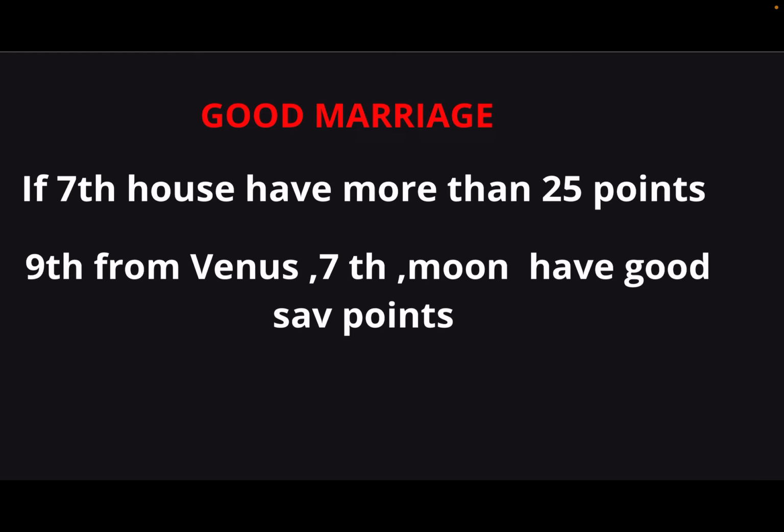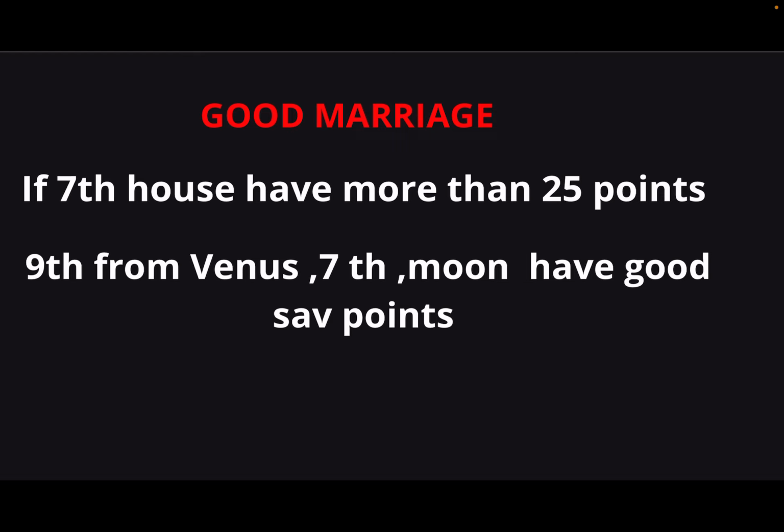There is also a very generic dictum that if the ascendant has more points than the 7th, then you will get a spouse who is not equivalent to you. That is also fine, but more than that, I've seen that if there are less than 25 points, irrespective of the points in the ascendant, then the marriage is not a very fruitful one. So having more than 25 points in the 7th house is always appreciated.